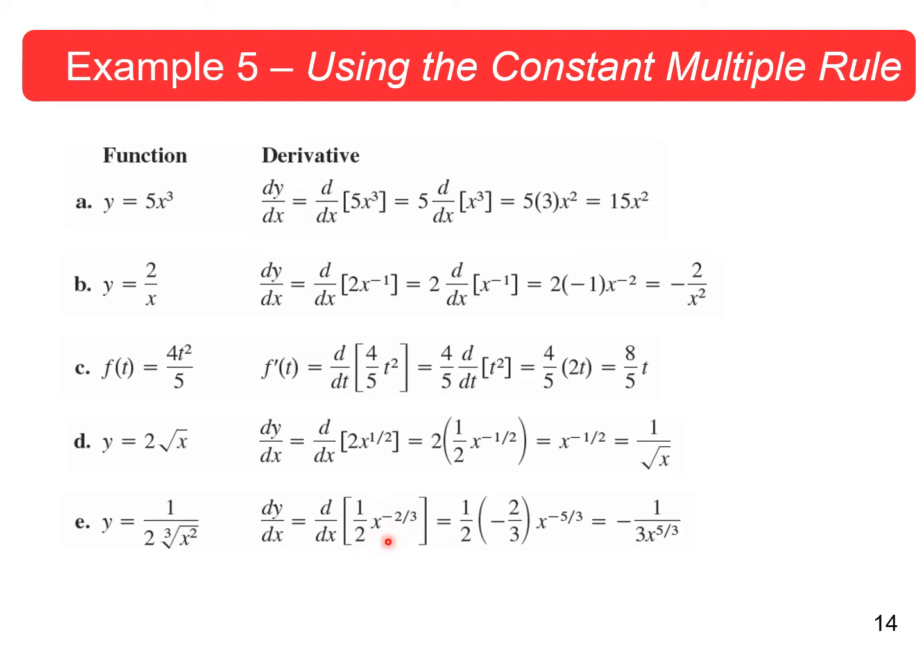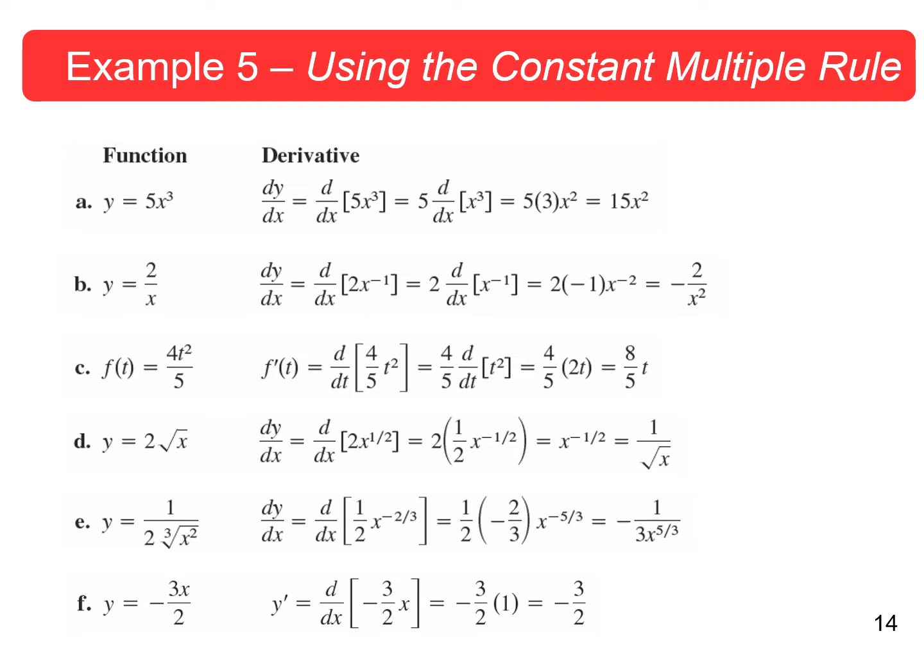The derivative of x to the negative 2/3 is just negative 2/3 times x to the, now subtract 1 from negative 2/3, that gives you negative 5/3. So this is equal to, if you simplify this, the 2 cancels out, so you have negative 1/3. This is now equal to negative 1 over 3 times x to the 5/3.